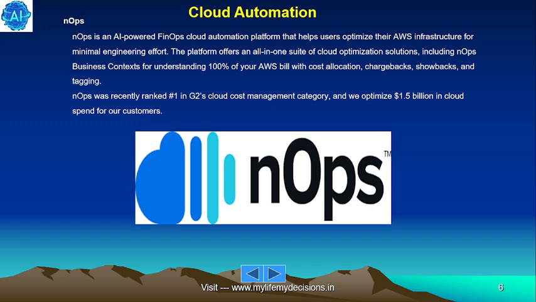nOps was recently ranked number 1 in G2's cloud cost management category, and we optimize $1.5 billion in cloud spend for our customers.